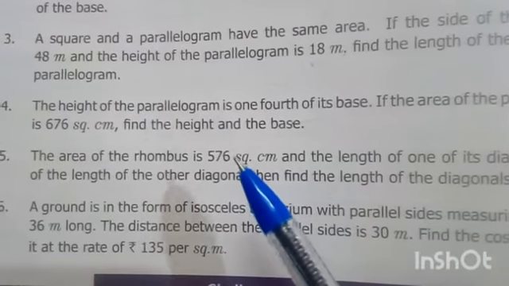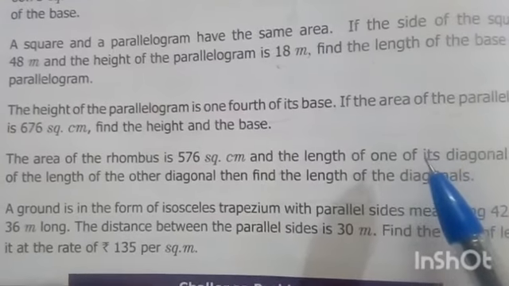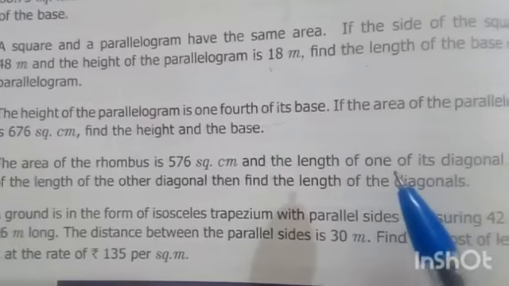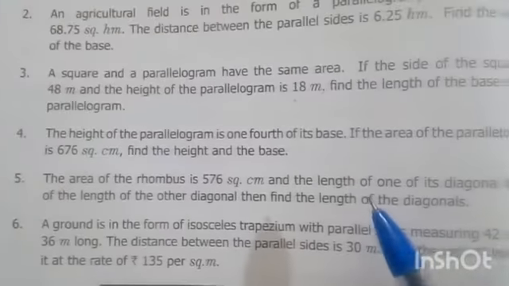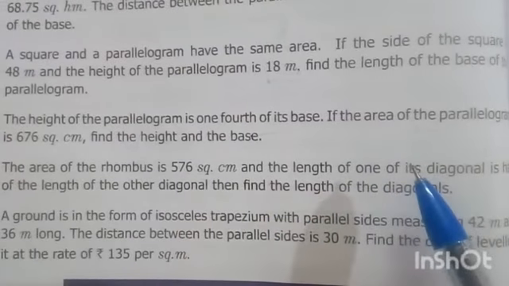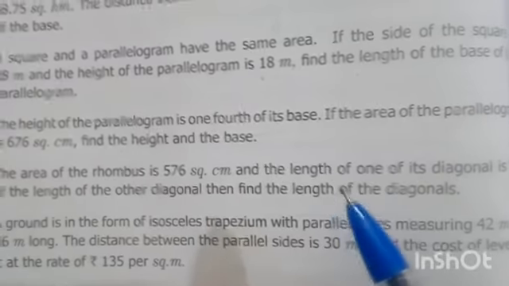For this question, the area of the rhombus is given. A rhombus has two diagonals, so we have to consider them as D1 and D2. One diagonal is half of the length of the other diagonal, and that is a clue for us. Both D1 and D2 are unknown, so we want to find D1 and D2.